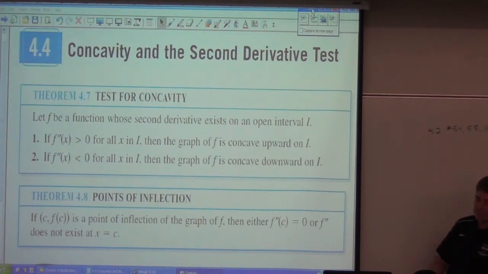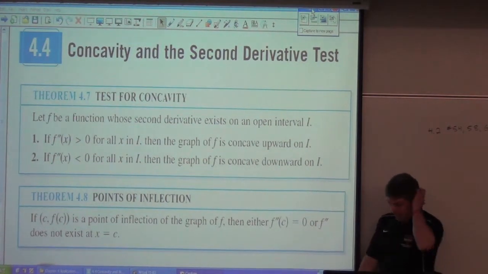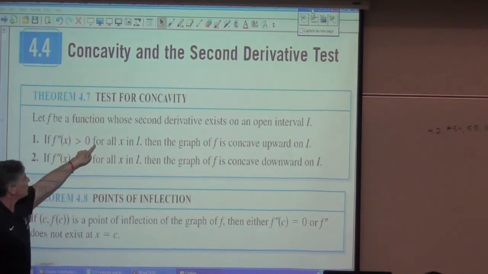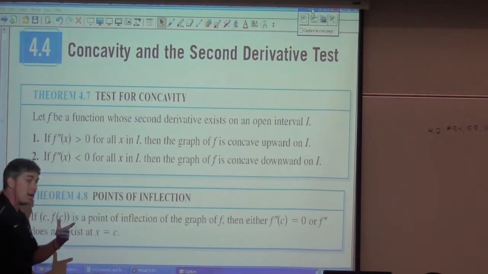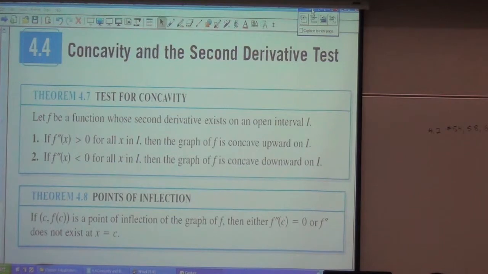That's the second derivative test for concavity. Right here, if the second derivative is greater than 0 for all x in an interval, the graph's concave up. Then the question, though, always, the confusion here, is what makes something concave up?